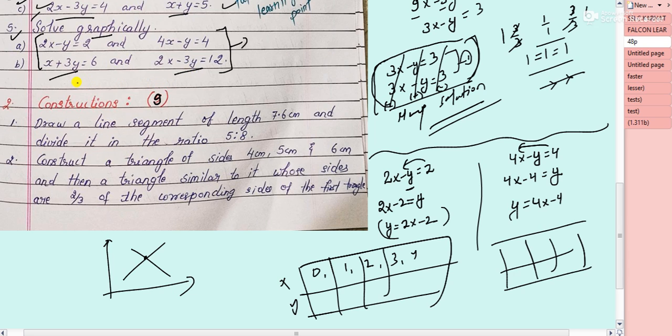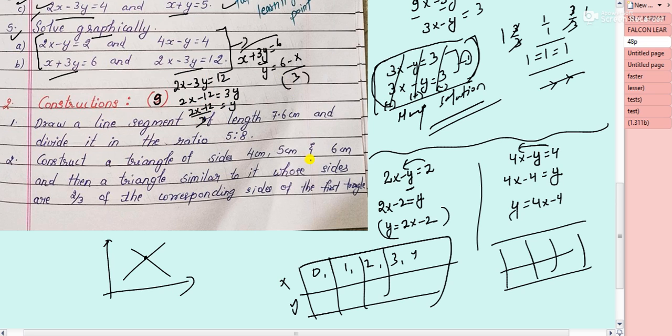I'll just give you the equation. Here they have written x plus 3y is equal to 6. So you can write y as what? 6 minus x divided by 3. This is very important. Again, here you can write this as 2x minus 3y is equal to 12. So what will 3y become? Bring this to RHS. So this is 2x minus 12. So y will be equal to 2x minus 12 by 3.